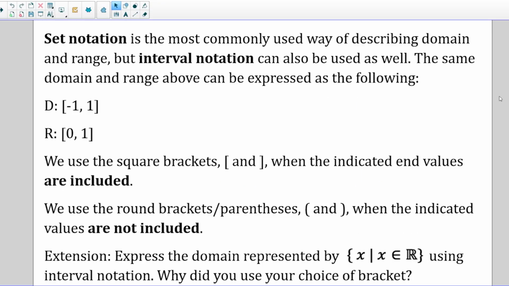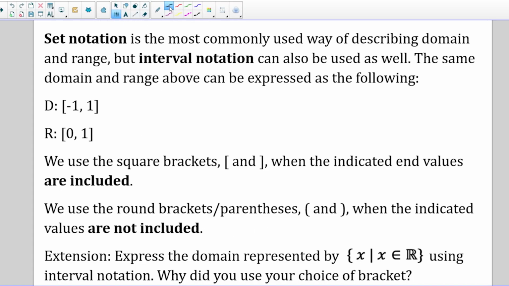So we've been talking a lot about set notation, but a different type of notation that we can use is called interval notation. We can express the domain and range from the previous example as the following. We see here that D is the interval that includes -1 all the way to +1, and the range is all of your values between 0 and 1 inclusive. We use the square brackets when those end values are included, and we use round brackets when they're not included.